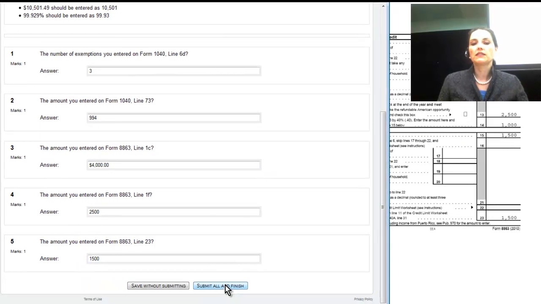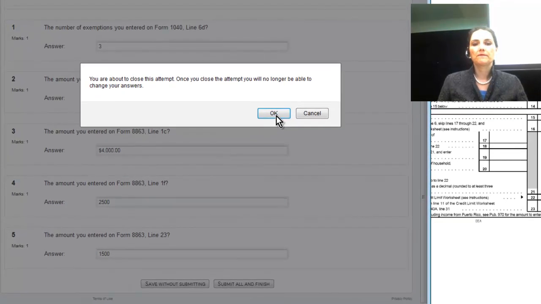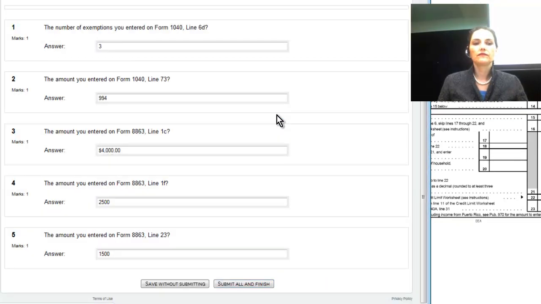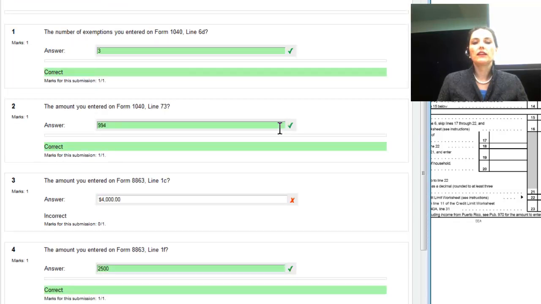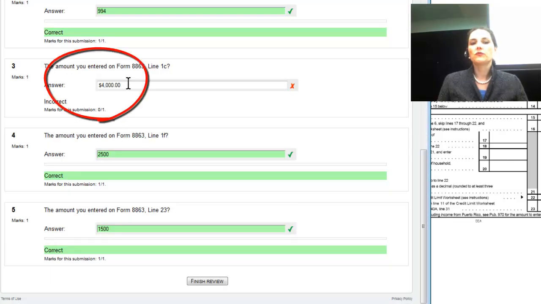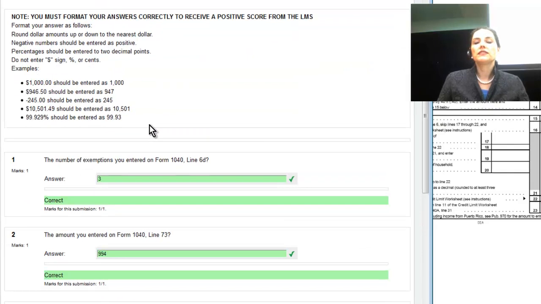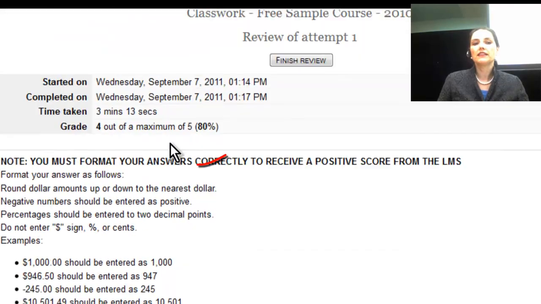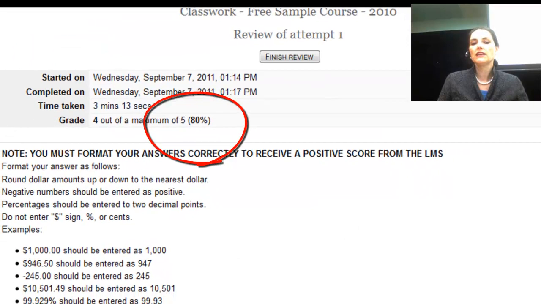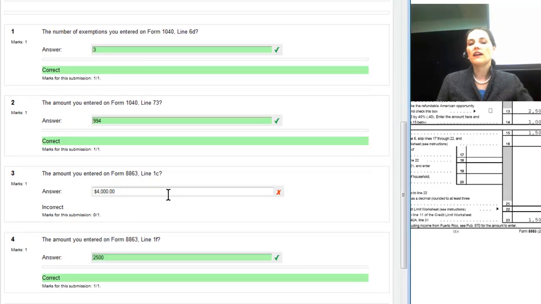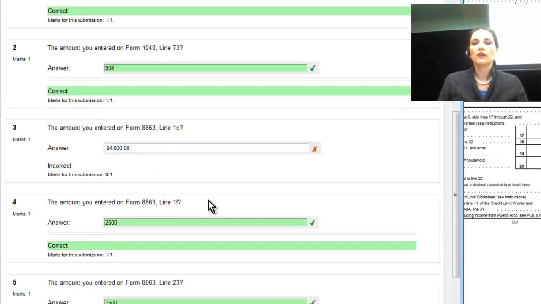And I'm going to show you what I mean by submitting all and finishing. The LMS has graded me, and the question I got wrong is question number 3. It is not because I have the wrong answer. It is because I formatted it incorrectly. And if I had formatted it correctly, I would have gotten 100% on this particular test. Now, I do need a passing score of 70% or higher to pass this test, and I did achieve a score of 80%. So even though I know I got this one wrong, I am technically finished with the test, and I can move on.